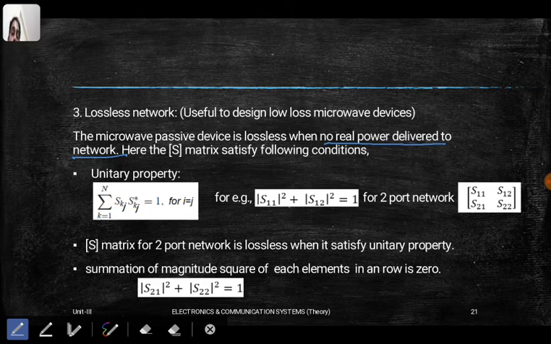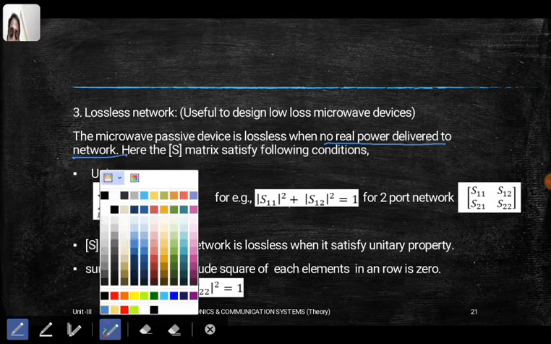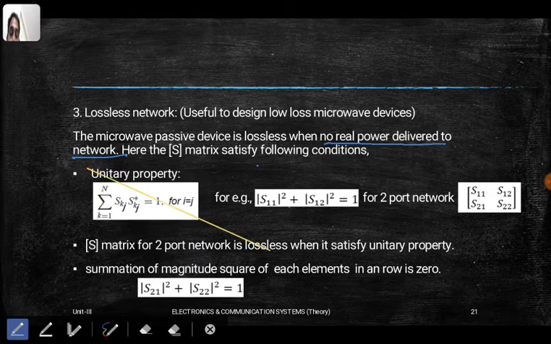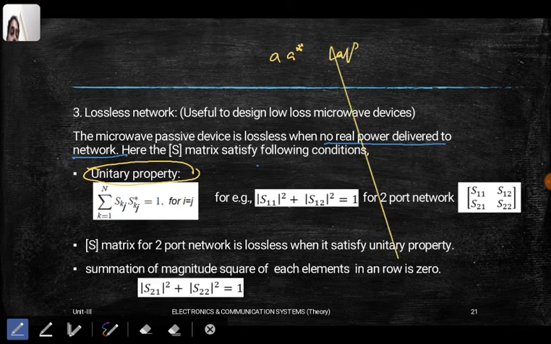For any network to be lossless, two conditions should be satisfied. One is the unitary property, another is the zero property, which we will see shortly. This is the unitary property. You take one S matrix, from the S matrix take one element, and take the conjugate of the same element. If you take a complex number and its conjugate, what will you get? You will get a magnitude squared.